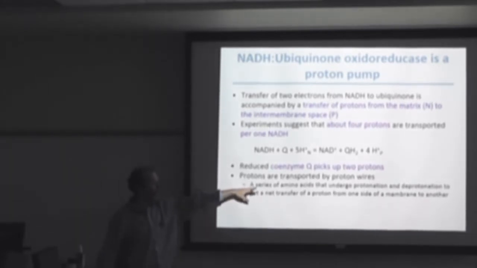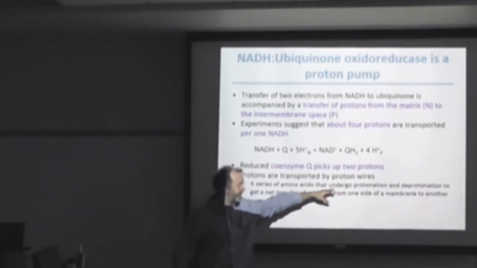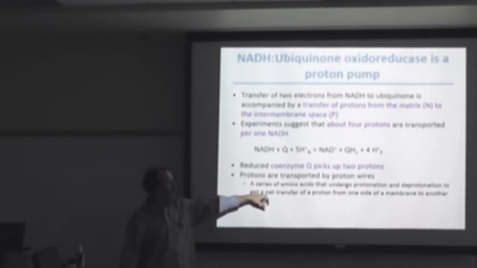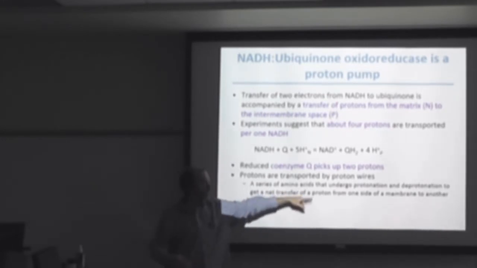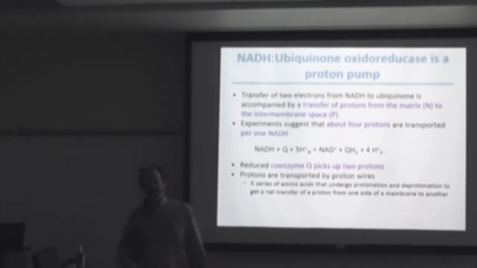Protons are transported by proton wires, which is a series of amino acids that undergo protonation and deprotonation to get a net transfer of proton from one side of the membrane to the other. So normally you think of wires as transferring electrons. These are amino acids that can accept or donate protons, and they just flow down the protein to get transferred across the membranes.